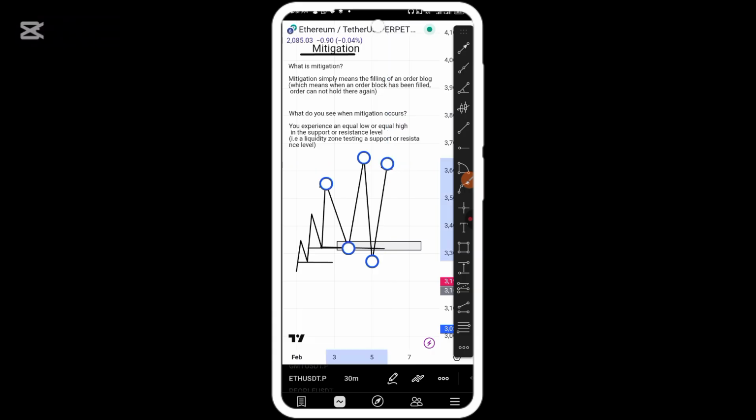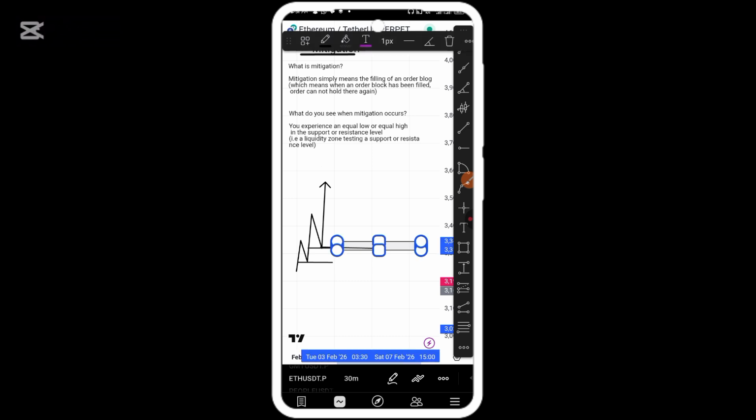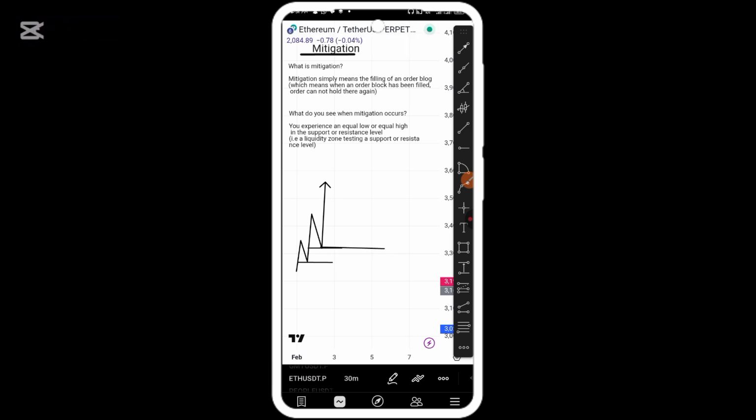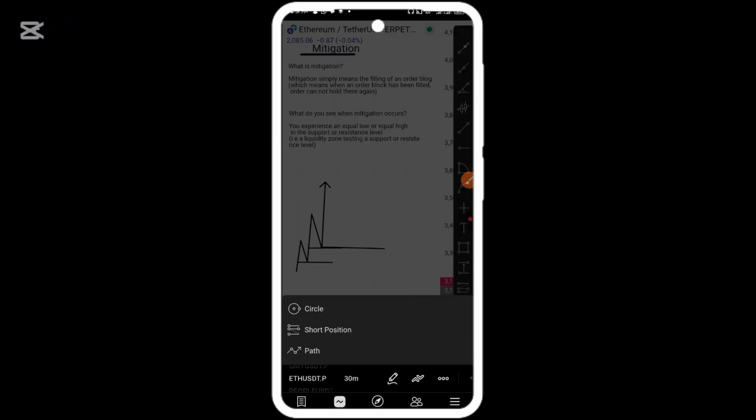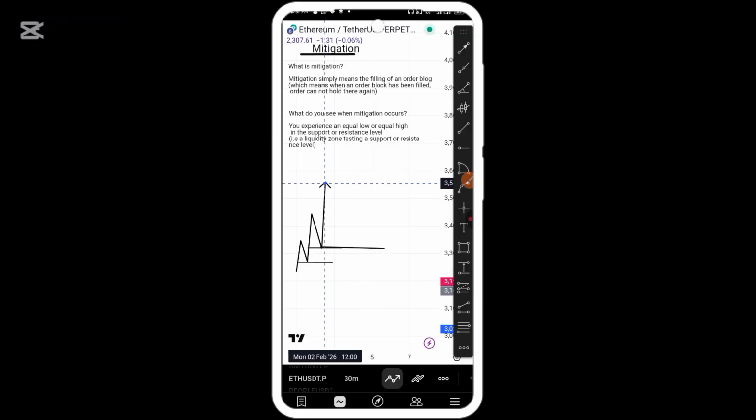Now once you see something like this, the question is, where should I enter in the market? Let me show you guys where to enter. What do you see when mitigation occurs? You see 2 equal lows, which is this equal low, that is called mitigation. These 2 equal lows are sitting on this support level.